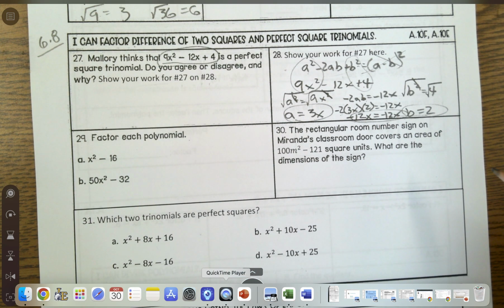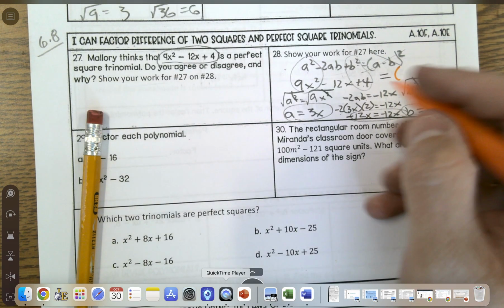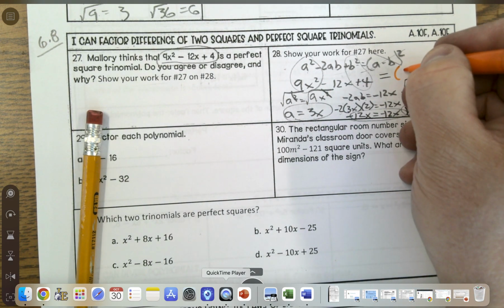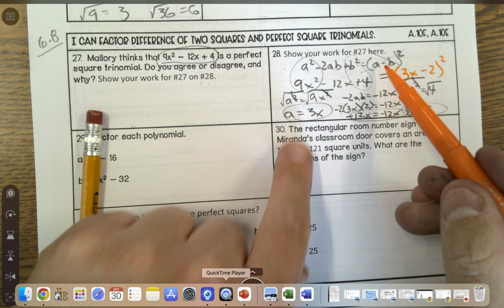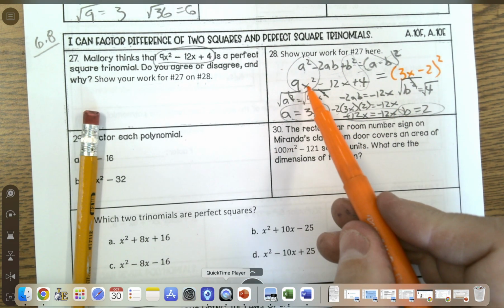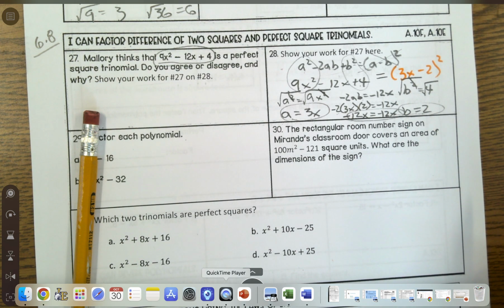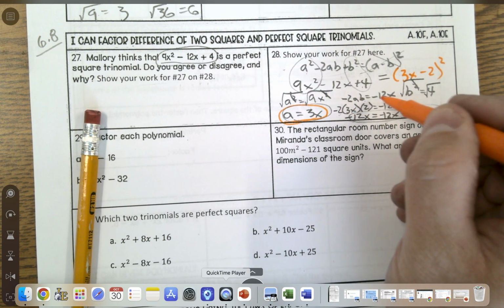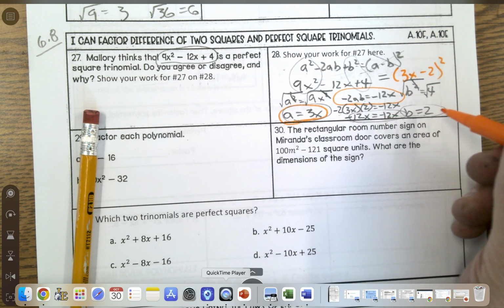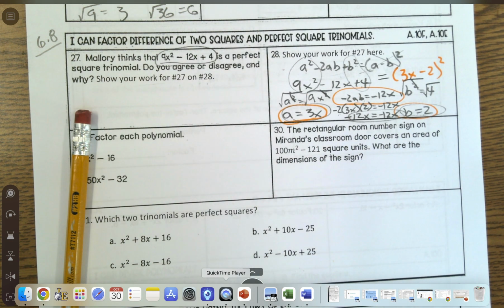So ultimately, and I'm going a little bit beyond here, let me change colors here. This whole thing on the left side would simplify down to just 3x minus 2 squared. Because we know what our A is, 3x, and we know what our B is, 2, this 9x squared minus 12x plus 4 will equal 3x minus 2 squared if I substitute it back in. And I'm going to be okay with this. So I was mainly checking what A was, what this negative 2AB was, and what this B was. And since these all check out, I'm assuming this is the right answer here. So I'm going to say, yes, I agree.